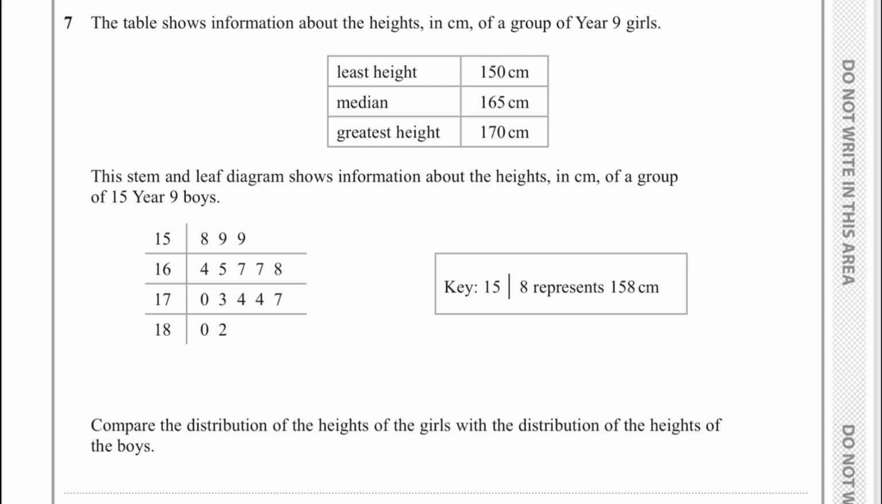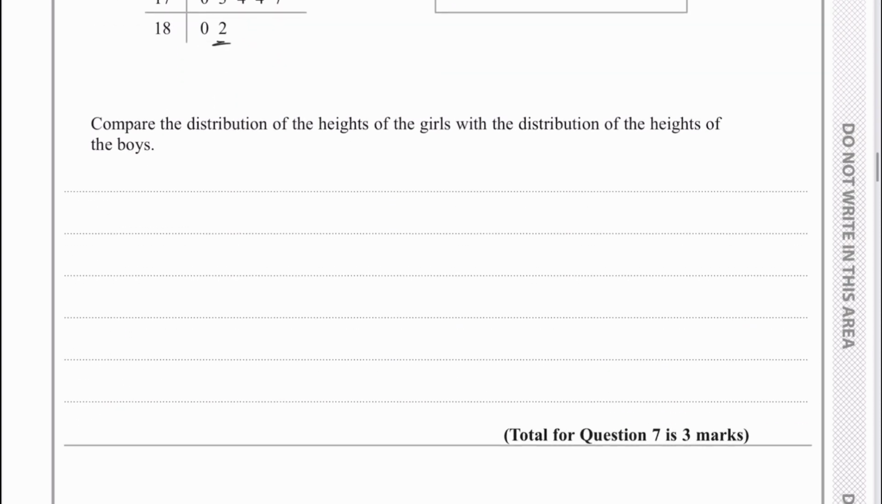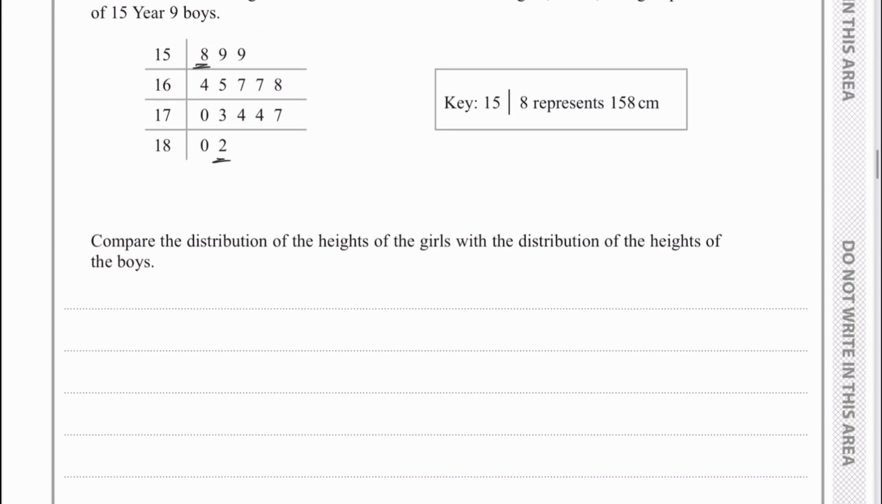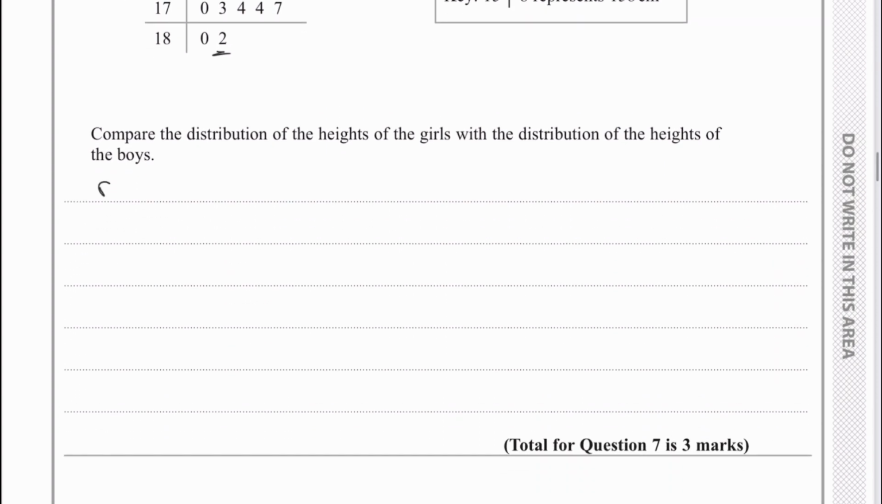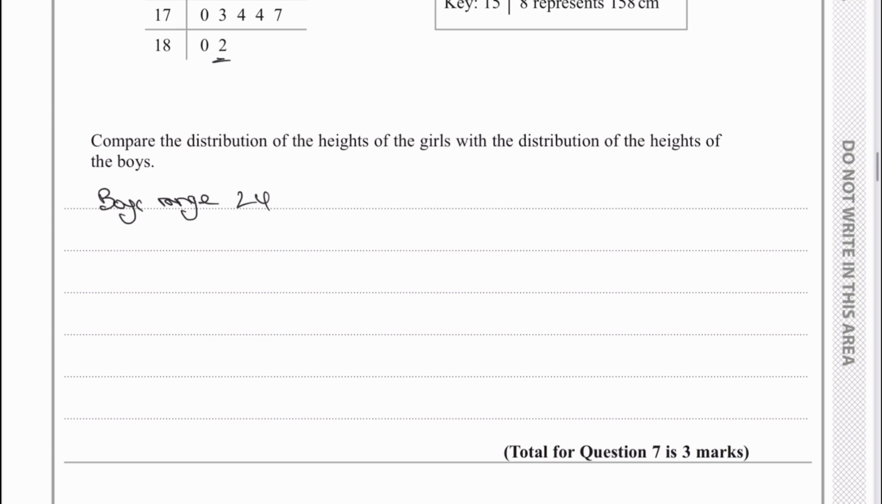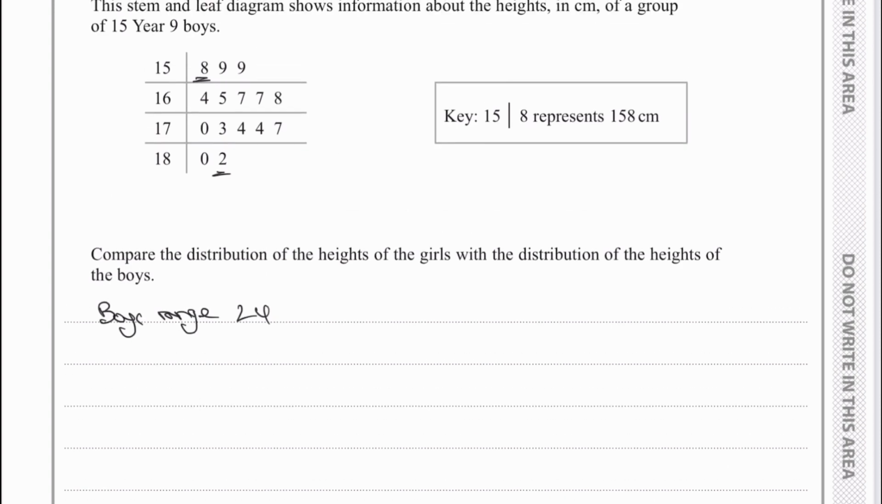But what I would do is I would say the lowest boy is 158 and the tallest boy is going to be 182, so therefore that will give us the range for the boys. So if I look at the boys, range is going to be equal to 24, which is the difference between 182 take away 158.